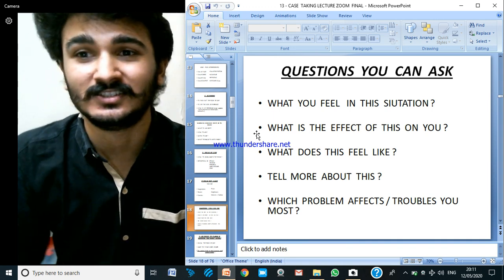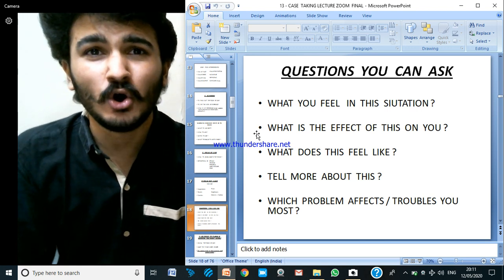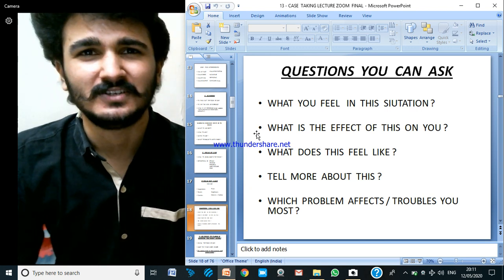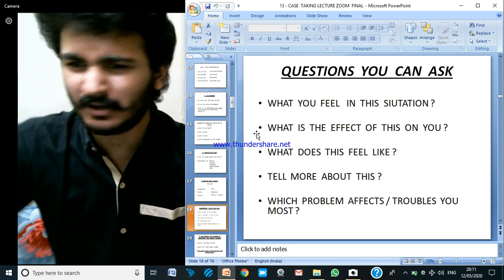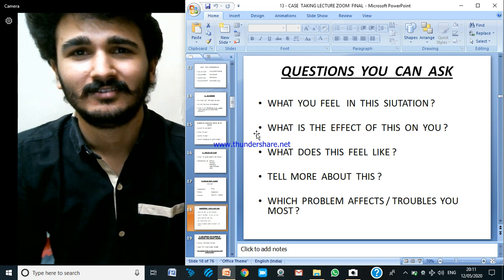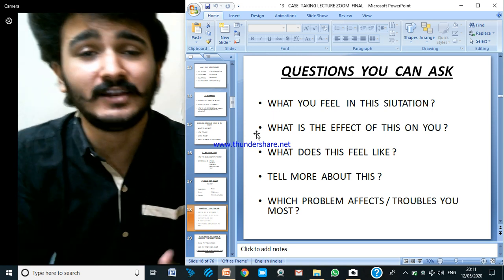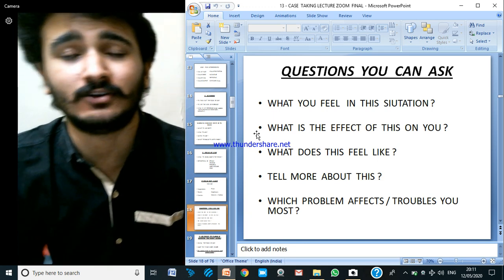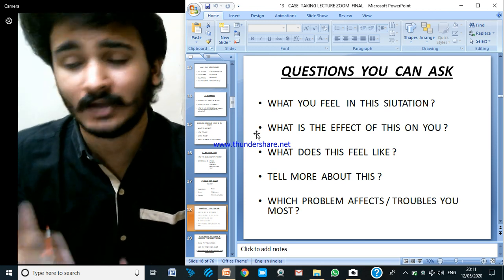And then when you ask, what is the effect of this on you? I feel low. I feel alone. I feel dirty. I feel like shit. Like a garbage being thrown. Anyone comes and steps on it. Ask her, you have to go this way. Ask her what they feel like. What does this situation affect on them? How does it affect them? What is the effect of this situation? How does it trouble them?